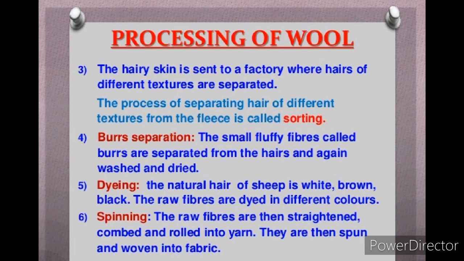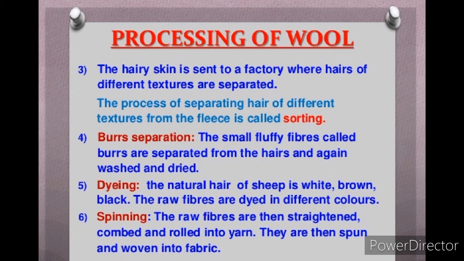Next process is dyeing. The natural hair of sheep is white, brown, or black. The raw fibers are dyed in different colors. Spinning. The raw fibers are then straightened, combed, and rolled into yarn. They are then spun and woven into fabric. So, this is the proper process of extracting wool from the hairs of these wool bearing animals.